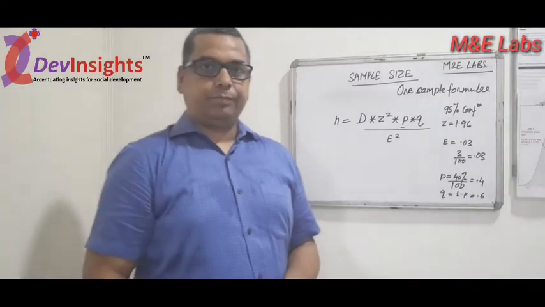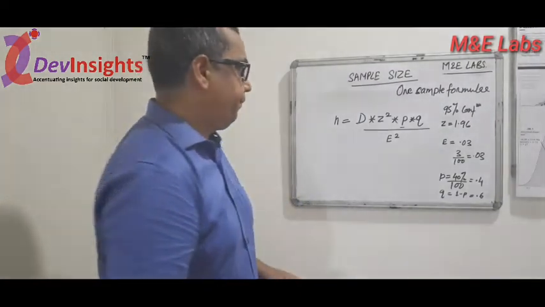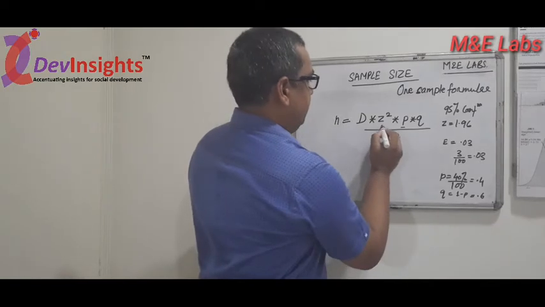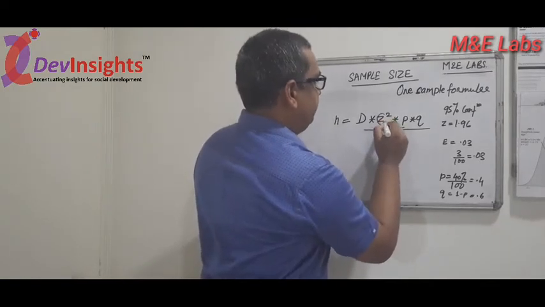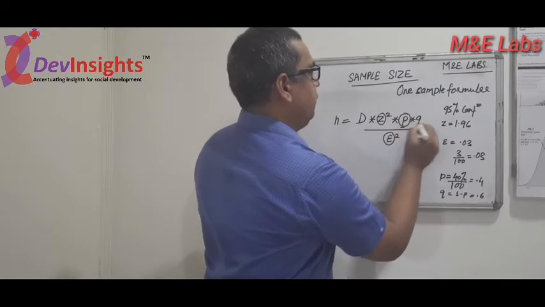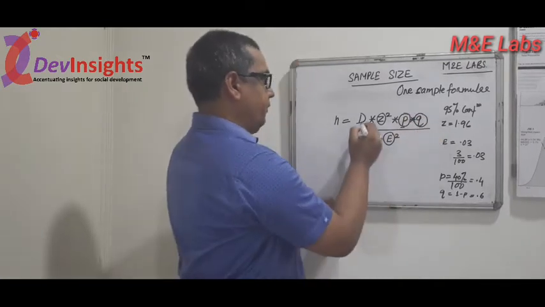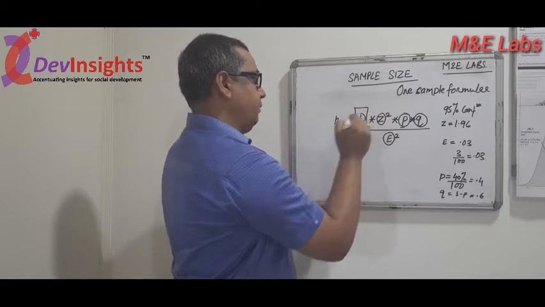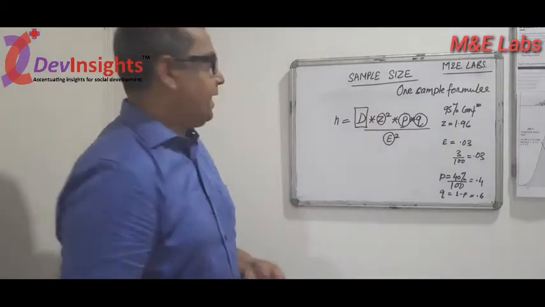0.6, right? That's clear. So we know this value, we know this value, we know this value, we know this value. Now what is this thing called design effect?